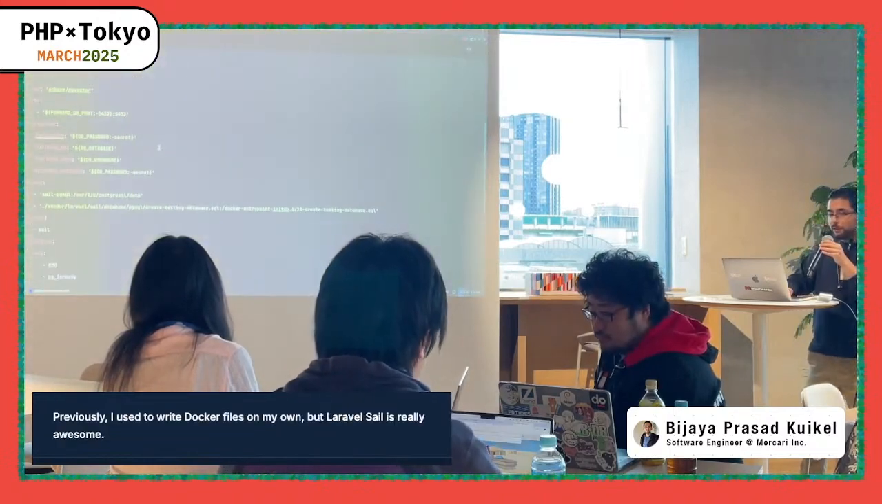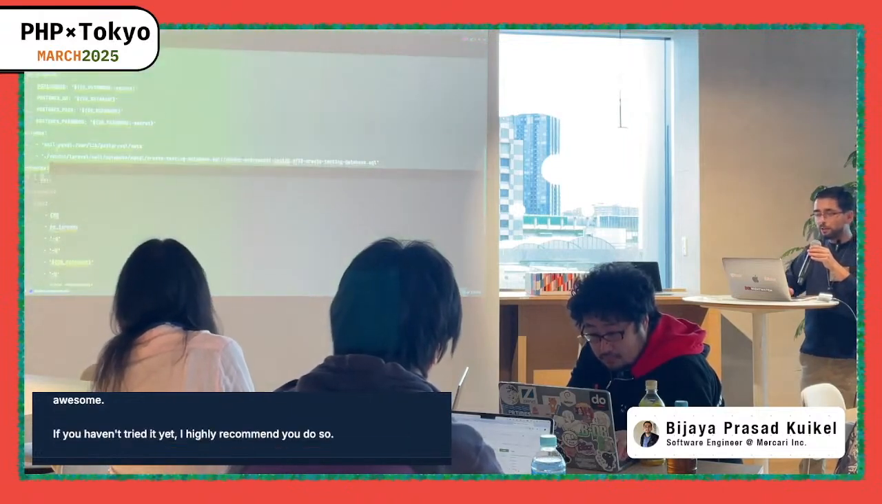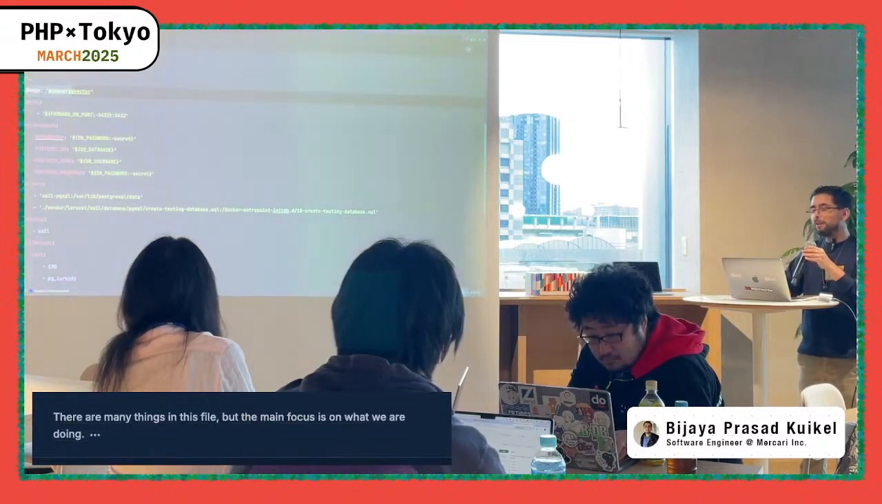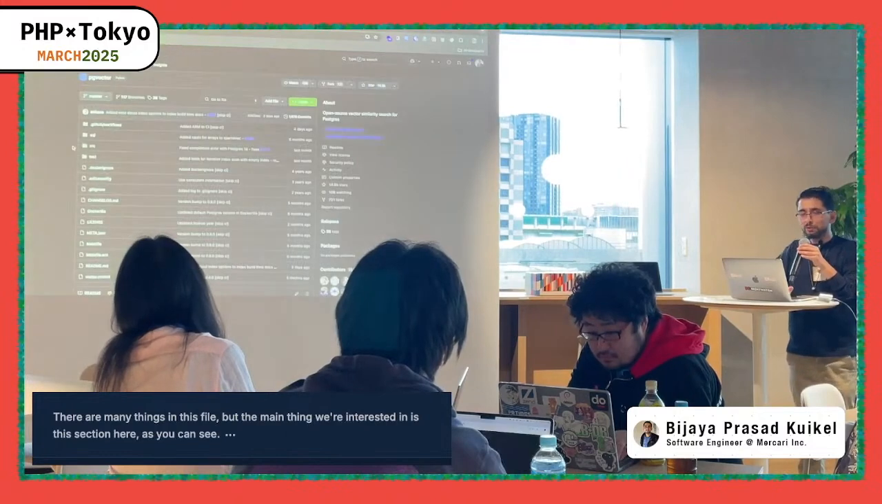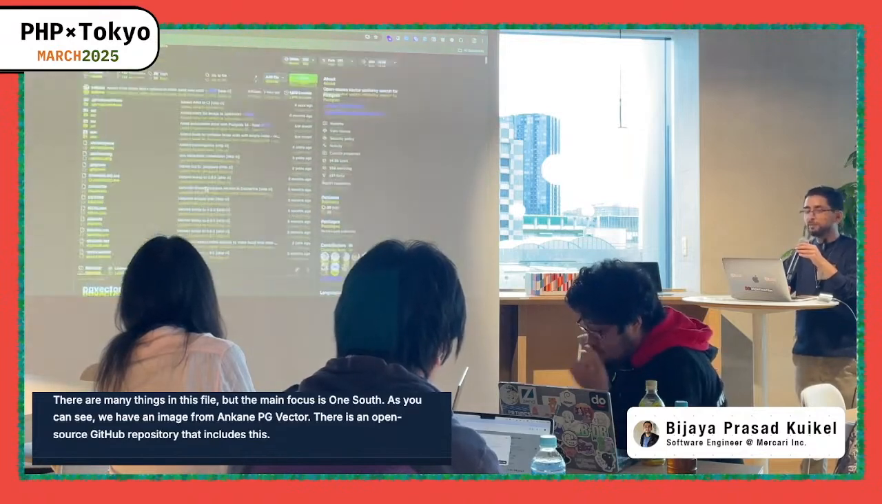There are so many things that we have in this file, but the main thing that we are interested in is this one. As you can see, we have an image from Ankane pgvector. You can see there is one open source GitHub repository which has like 14,000 stars. This is the database that we are going to use.